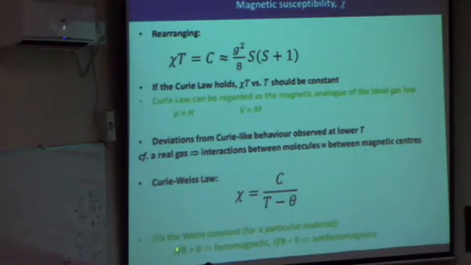If you have theta measured in units of Kelvin greater than 0, your material is defined as a ferromagnet. And if you have theta less than 0, it is defined as an antiferromagnet. That tells you something very quickly about your material. We'll finish soon in time for tea.